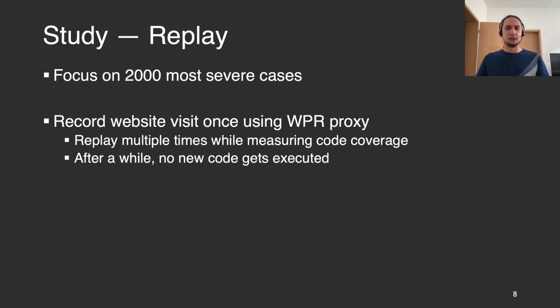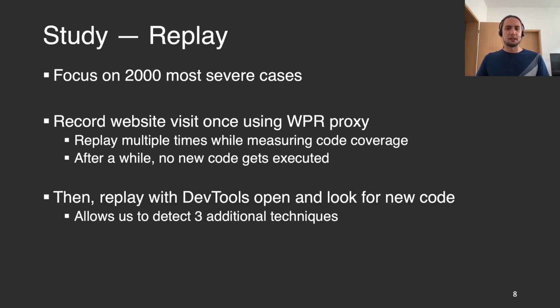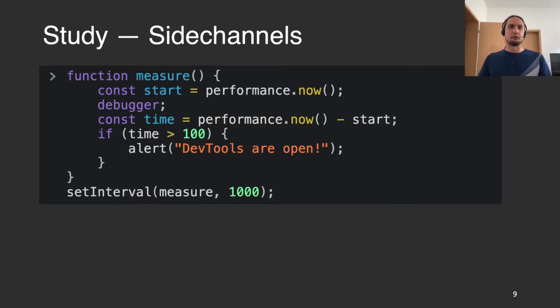on the client side. And then what we do is we open the dev tools and look if this changes something. So why this complicated setup? Well, because it allows us to detect three additional techniques which we couldn't detect if we just visit the website once. And I want to show you an example of how this could work. This is obviously just a simplified constructed example.